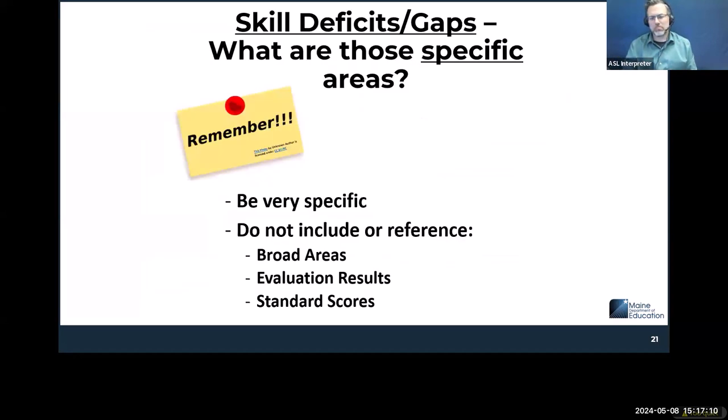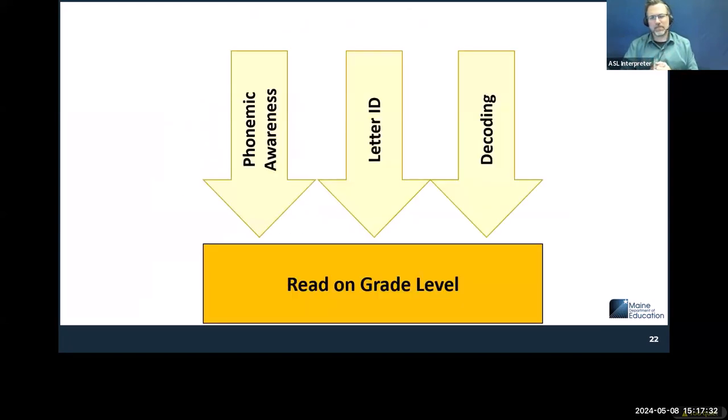All right. So again, be very specific with the gaps. You don't want to reference those broad areas. You do not want to reference evaluation results or standard scores. You're just listing those specific gaps. So I have some examples here, and I'm starting with an academic example because it's easier to wrap your head around.